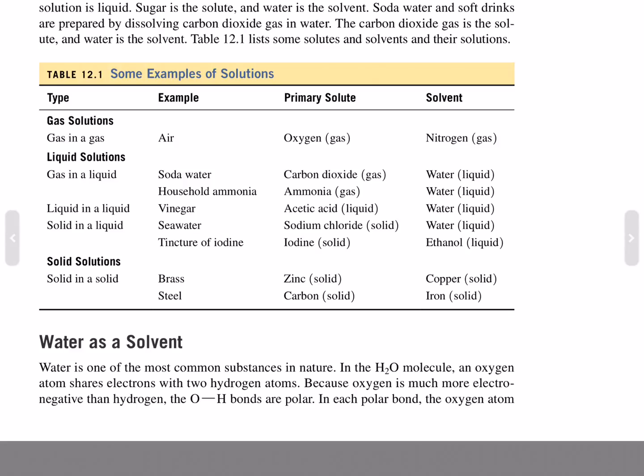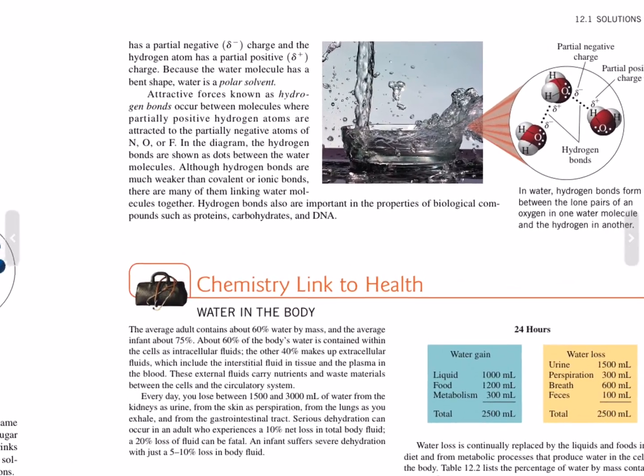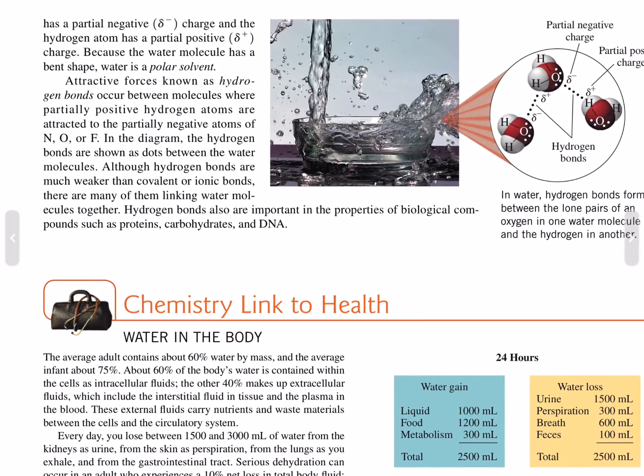Water as a solvent. Water is one of the most common substances in nature. In the water molecule, an oxygen atom shares electrons with two hydrogen atoms. Because oxygen is much more electronegative than hydrogen, the oxygen-hydrogen bonds are polar. In each polar bond, the oxygen atom has a partial negative charge and the hydrogen atom has a partial positive charge. Because the water molecule has a bent shape, water is a polar solvent.